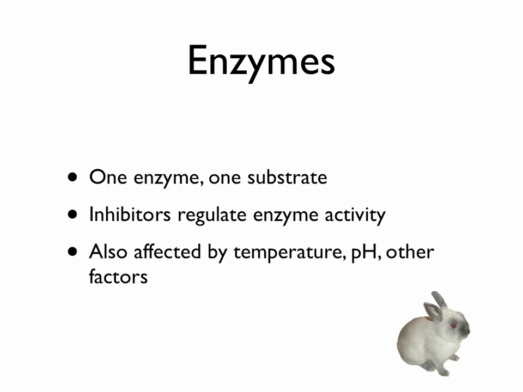Here's a few more details about enzymes that you need to know. In general, one enzyme fits one substrate, which means that an enzyme does one specific task only. Cells often use inhibitors to regulate enzyme activity, and you can slow an enzyme down by increasing the amount of inhibitor that is in the solution that the enzyme is working in. But enzymes are also affected by things like temperature and pH and other factors. We're going to explore these factors in a lab that we're going to do next week.